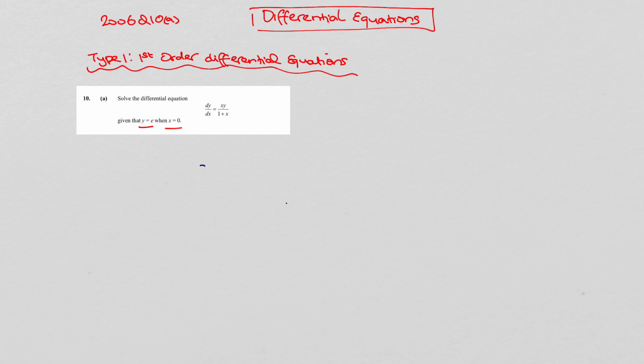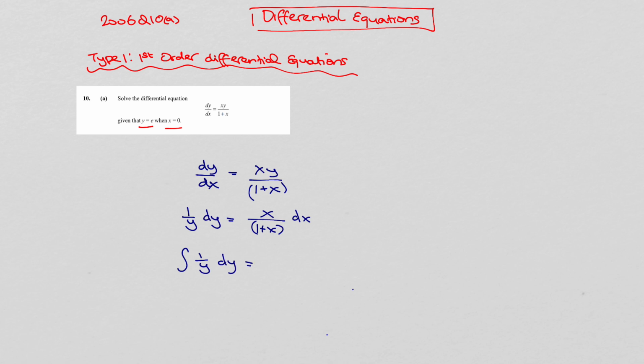So we're going to separate out our equation to get all our y terms on the left and all our x terms on the right. So I'm going to divide both sides here by y, which gives me 1 over y dy on the left, and x over 1 plus x on the right, and then I'm going to multiply both sides across by dx. So now if I integrate both sides, I'm going to integrate the left with respect to y and integrate the right with respect to x.